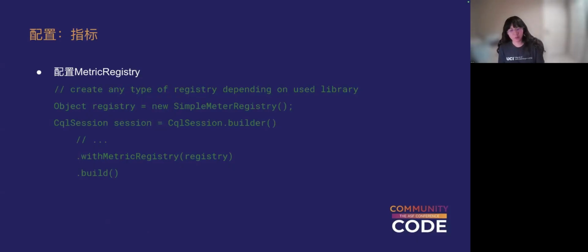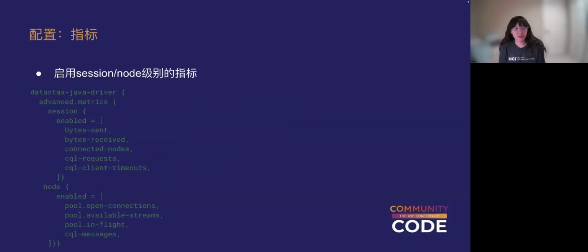Metrics. Metrics are very important to give you insights on how your application is doing. Here is a code snippet on how you can register a metrics registry. The default metric registry library is Dropwizard. And then we support a lot of metrics, but you have to turn them on in the configuration. The metrics are divided into two categories, session level or node level.